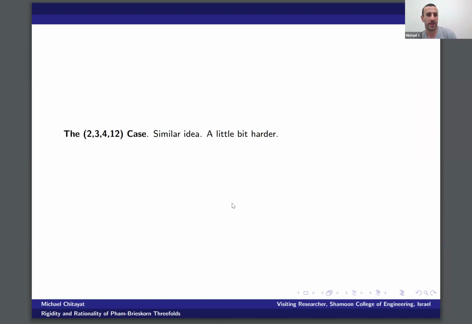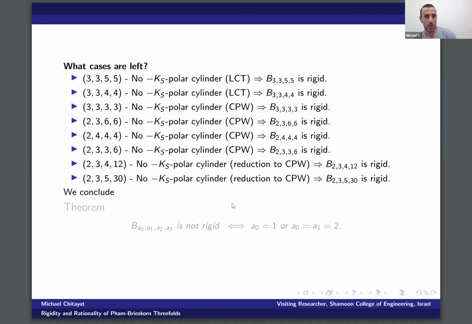And for the 2, 3, 4, 1, 2 case, the proof is very similar. It's a little bit harder, but the idea is essentially the same. And so we conclude that these last two cases also don't contain anti-canonical polar cylinders. And so the technique is, I just call it reduction to Cheltsov-Park-Won. And so we conclude that this Pham-Brieskorn threefold is not rigid if and only if a0 equals 1 or a0 equals a1 equals 2. So that concludes the portion on rigidity.